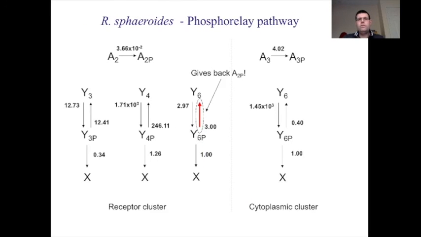Going back and using these results to understand the system, we found that just by stimulating this pathway here on the right-hand side, the cytoplasmic cluster, Y6 becoming phosphorylated, in the reverse reaction process, can actually pass phosphoryl groups back to A2 such that it becomes phosphorylated, and so Y3 and 4 both become phosphorylated in that sense, hence the reason why you see their values decreasing when you add a ligand. So this allows us to say that the two clusters are connected theoretically.